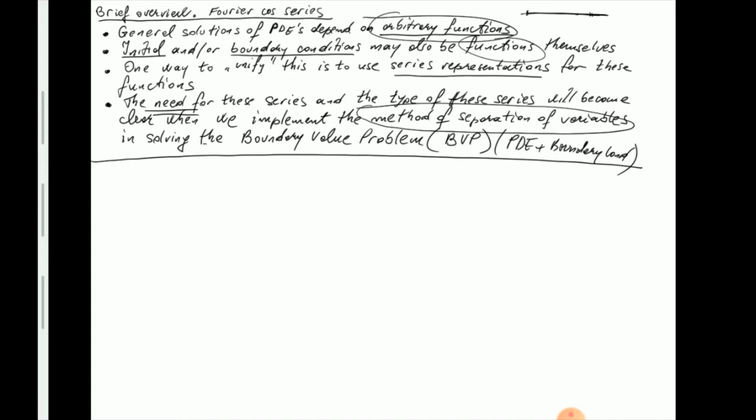It's called the same way because there is a similarity, of course, but this is the main method we're going to use. And in the process of using this method, these series of functions and the need to represent other functions using these series will become obvious as we move along and implement that method. And also the type of these series will be given by the nature of the problem itself.